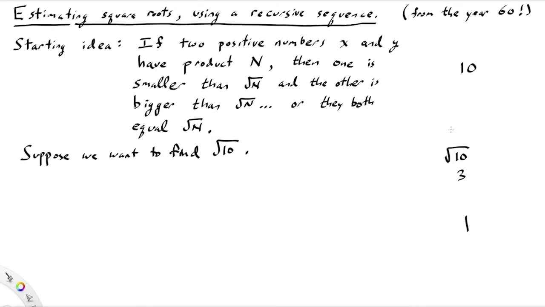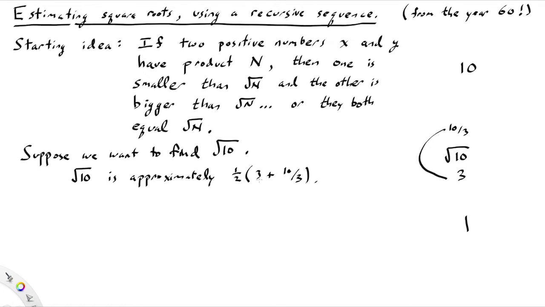3 times 10 thirds, these numbers, 3 and 10 thirds, multiply to 10. Therefore, since 3 is a little less than the square root of 10, its complement, 10 over 3, has to be a little bigger than the square root of n. And one way to estimate the square root of 10 is to say, well, the square root of 10 is going to be somewhere between, so maybe the square root of 10 is approximately the average of 3 and 10 thirds. Because if I know that 3 is a little smaller and 10 thirds is a little bigger, their average should be closer to root 10 at least than either of these are.